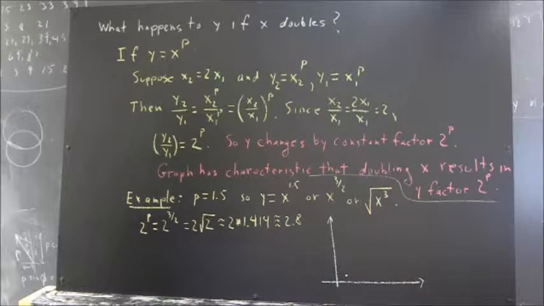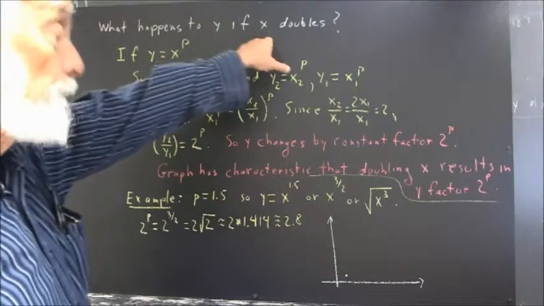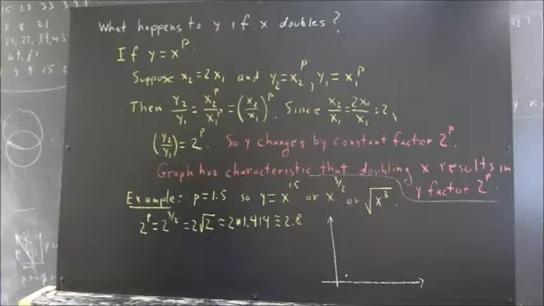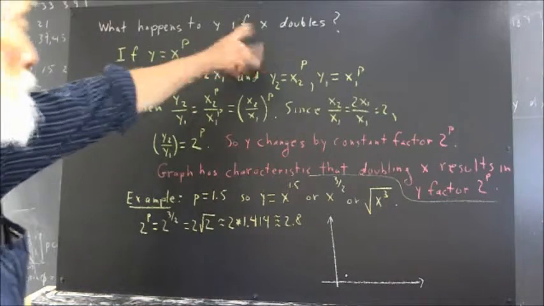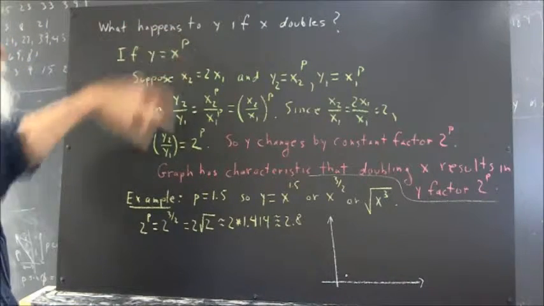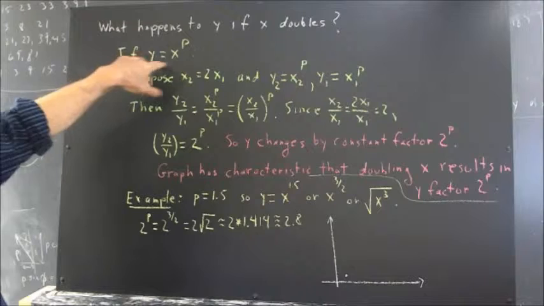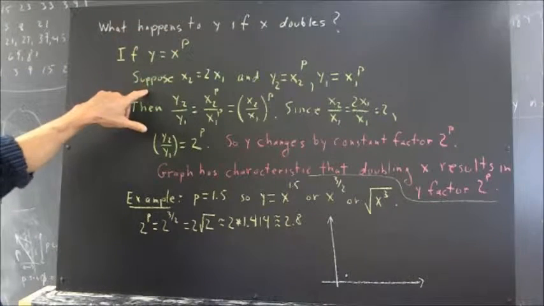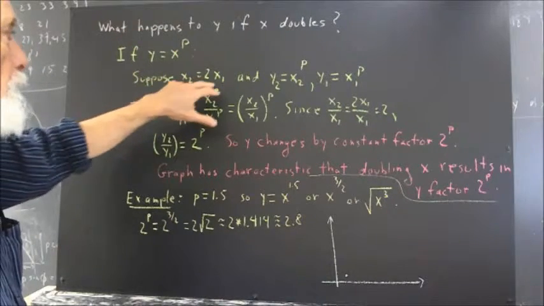Okay, the question is, what happens to y if x doubles? Now, we can summarize a lot of things we've done regarding these graphs by answering this question. Okay, now, suppose that y equals x to the p. And then suppose that x doubles.